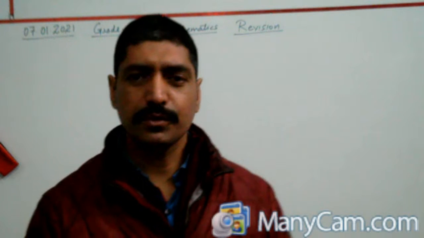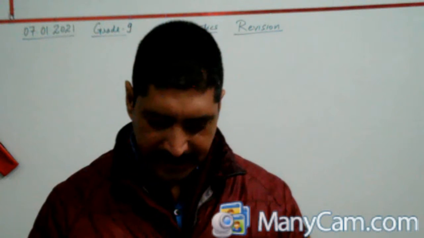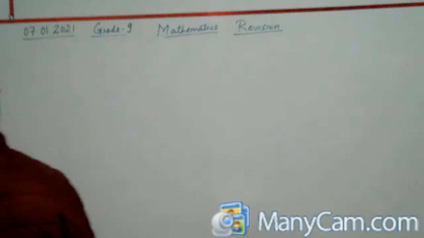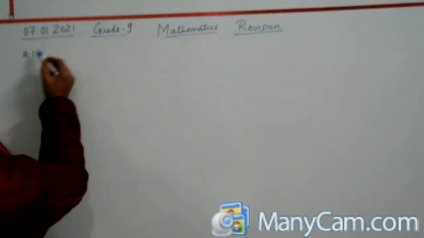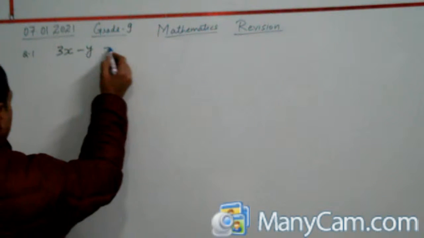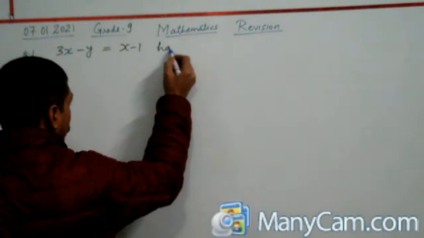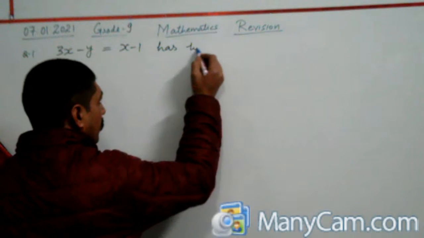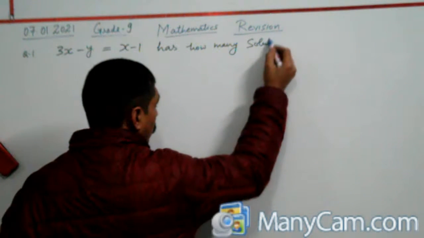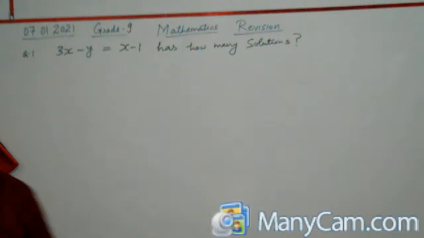My very first question to you is regarding a linear equation. The equation 3x minus y is equal to x minus 1 has how many solutions? This equation is having how many solutions?